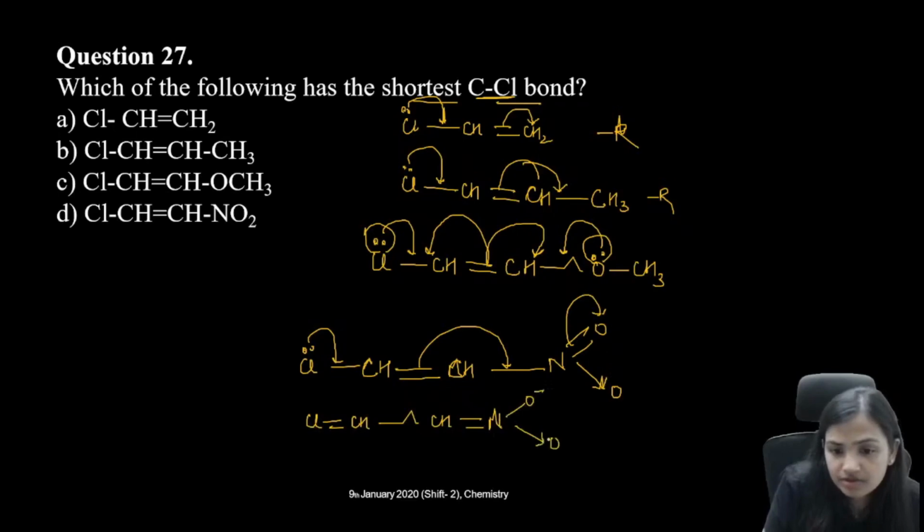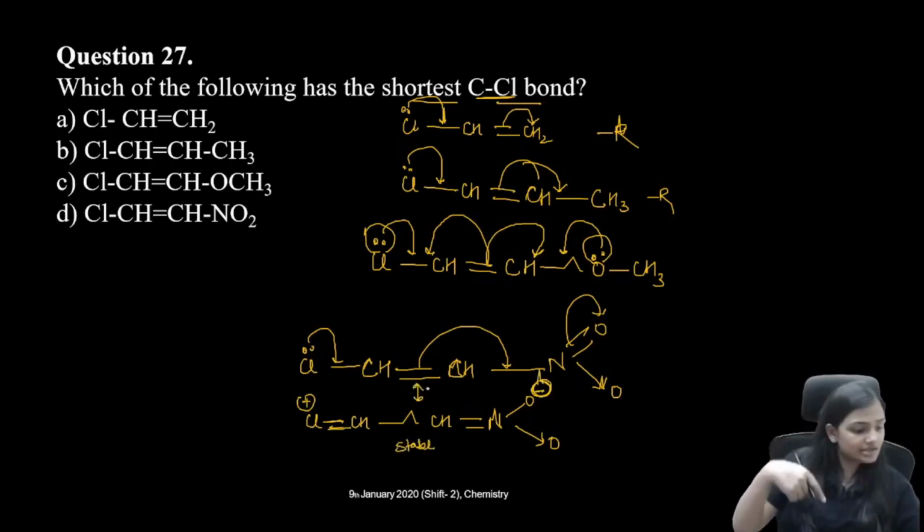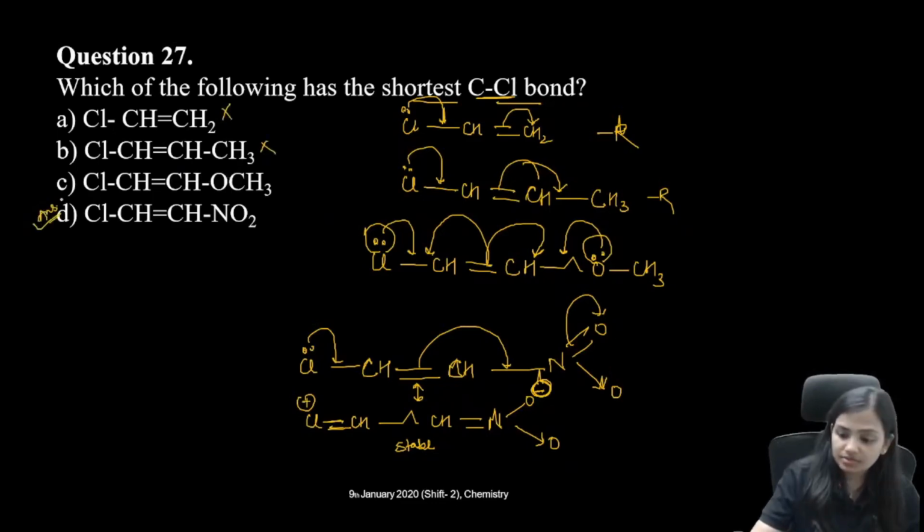O negative. This is going to be a very stable structure because the negative charge is going to be very stable over the oxygen atom. So ultimately, over the carbon chlorine bond we will have a double bond character. Because the negative charge is very stable, this is the most stable resonating structure. That's the reason. This kind of stability we are not getting in other structures. That's why the answer is option number D.